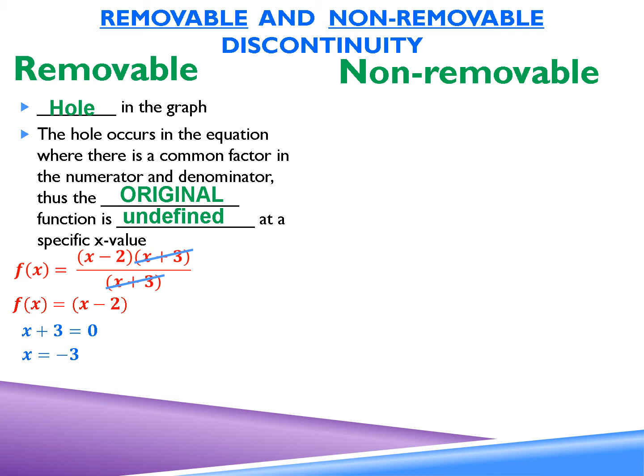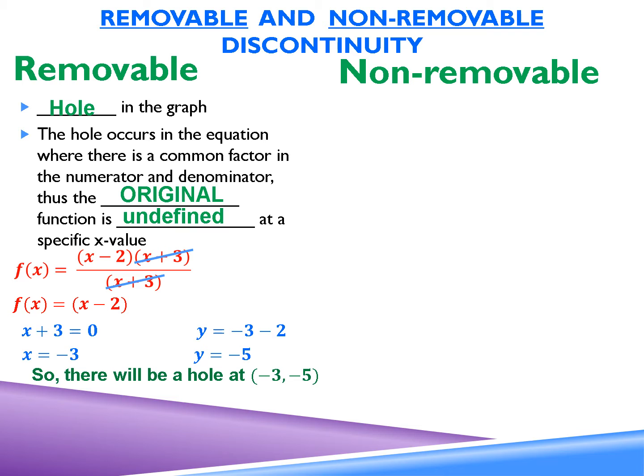So I've got the x-coordinate of the hole, but the hole is a coordinate point that's got an open circle instead of a closed circle. So we have to find the y value as well. We take that x value we just found and plug it back into the simplified equation. So we take negative 3 and plug it back into x minus 2. Negative 3 minus 2 is negative 5. So the hole in my graph occurs at the point negative 3, negative 5.